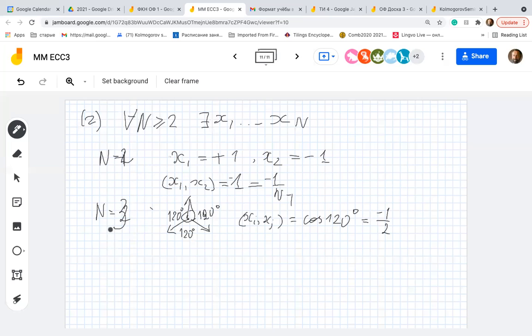And now we need to prove this for larger n. The easiest way to do this is just by induction. So we can start the induction from n equal to 2 or from 3, it doesn't matter. How do we make the induction step from n to n plus 1? We are given n vectors in dimension n minus 1, so they live in R^(n-1). We are allowed to increase the dimension by 1. That means adding to those vectors 1 new coordinate, and also adding 1 new vector.